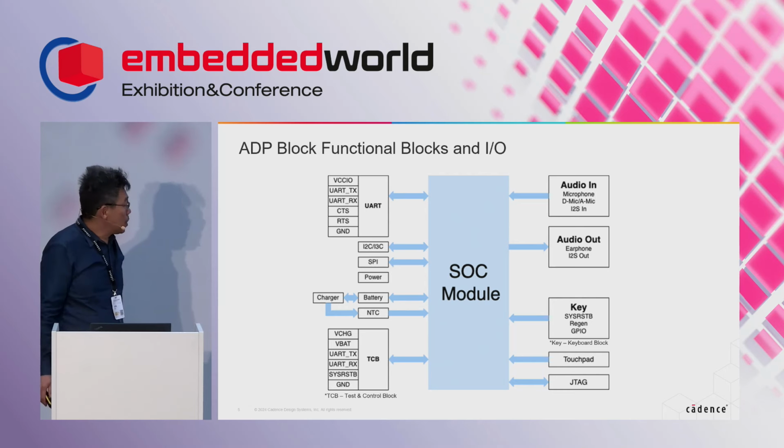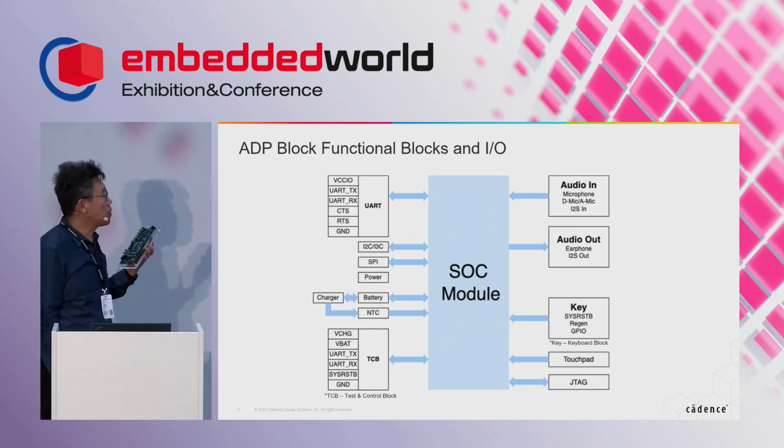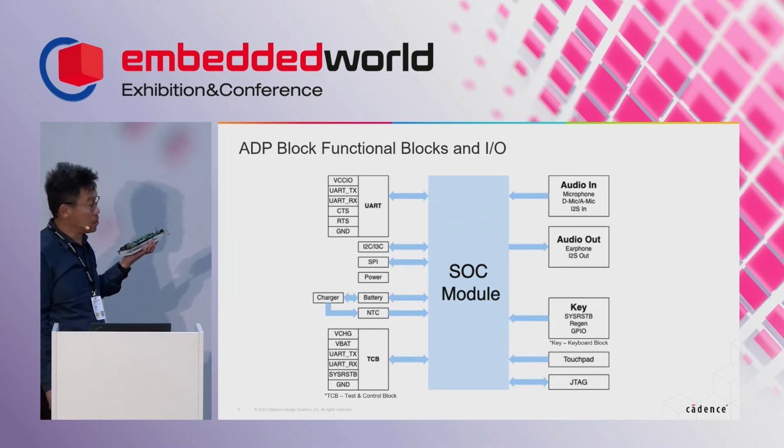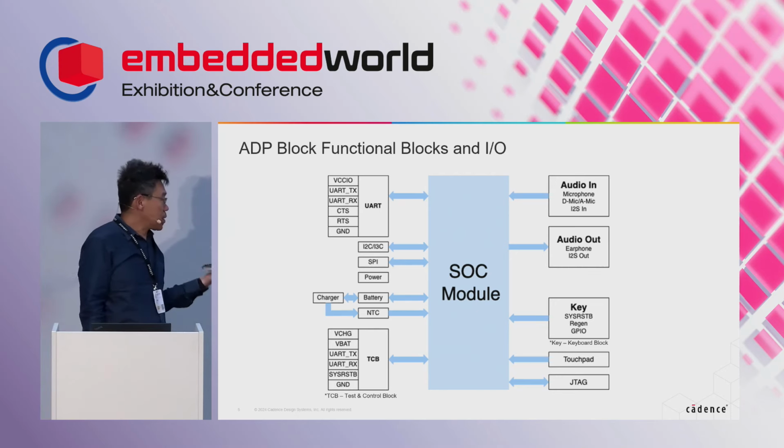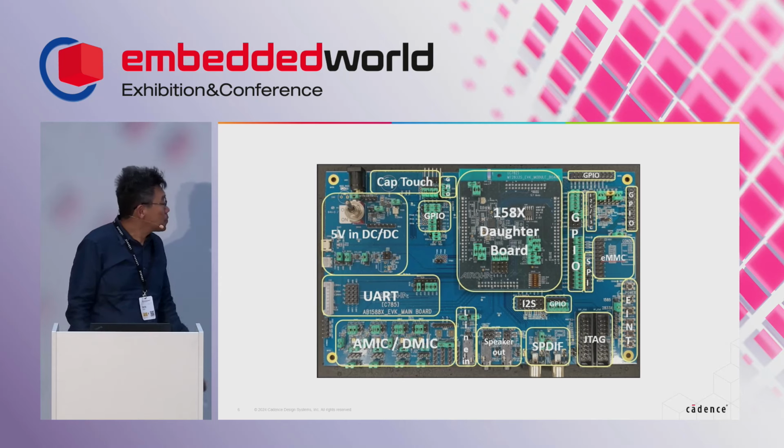So this is the block diagram of the ADP. As you see, you have the UART, you have the audio in-out, I2S input-output. We have the key controllers, we have touchpad, we have JTAG, we have test and control blocks. So everything that you need to develop is on the ADP.